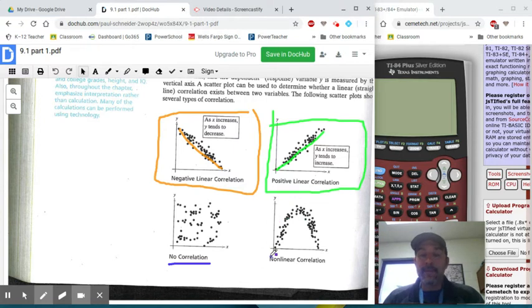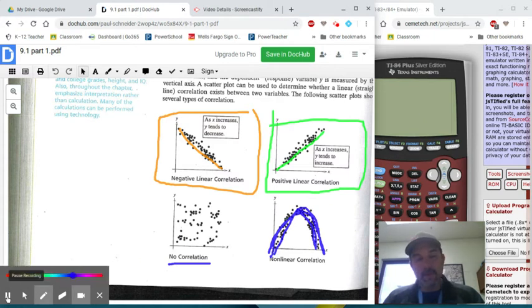And then this one right here, it says a nonlinear correlation. You could probably see what kind of correlation this is right here. That sort of shape would represent a quadratic equation.